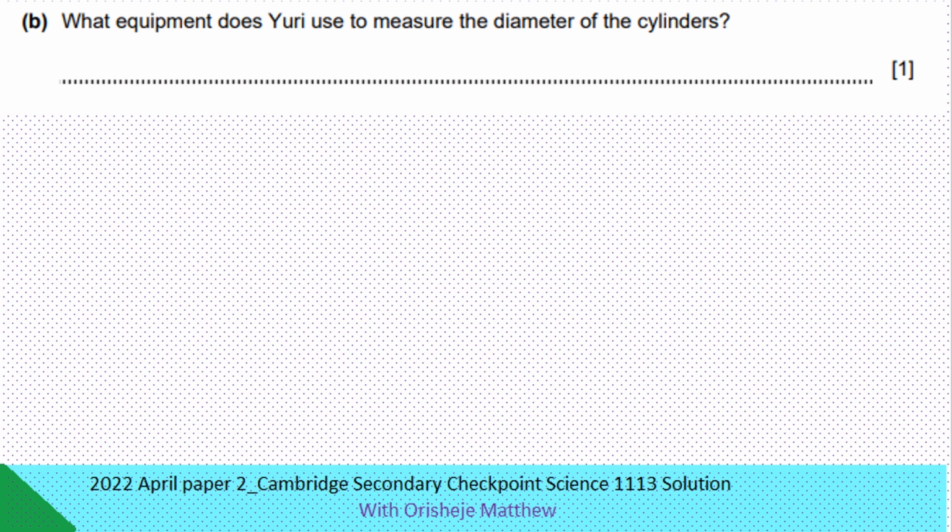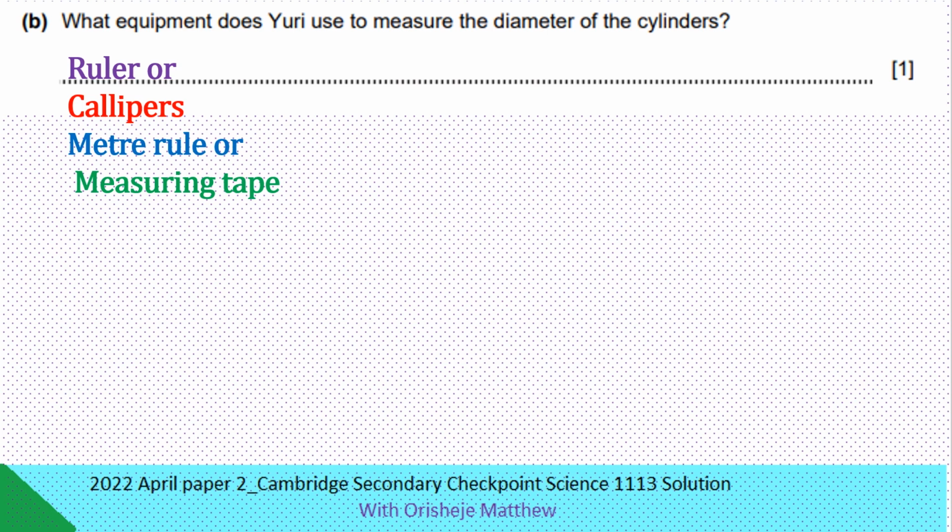What equipment does Yuri use to measure the diameter of the cylinder? He used a ruler, or a caliper, a meter rule, or measuring tape.